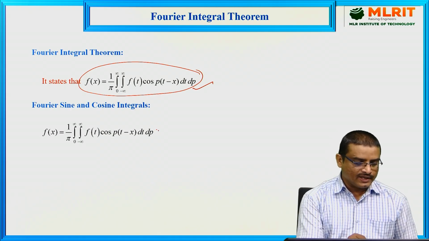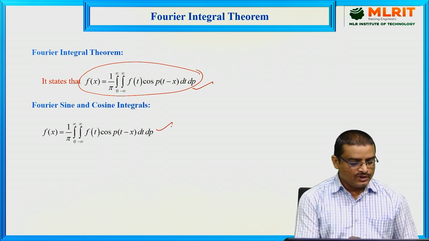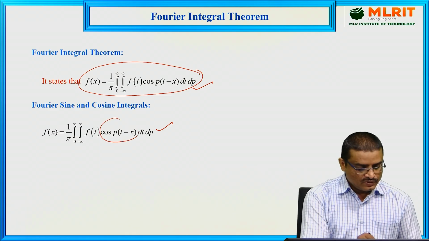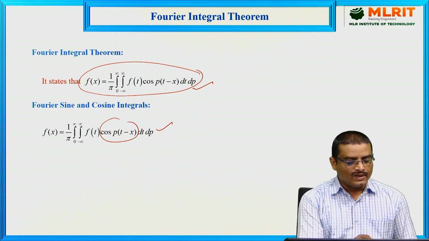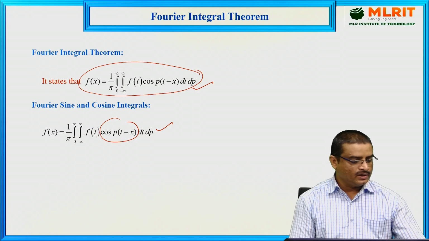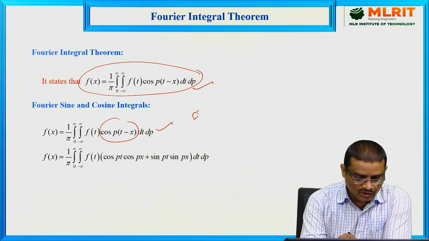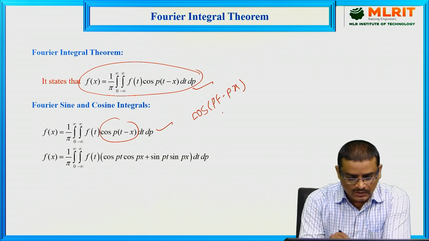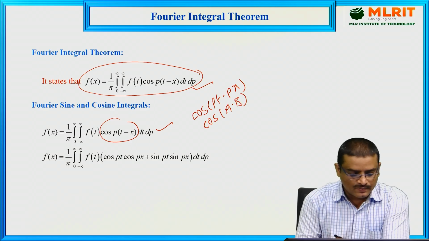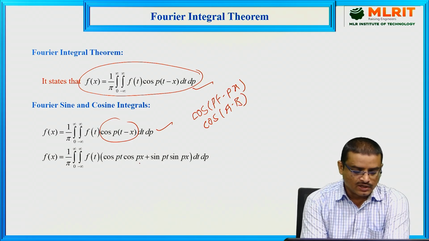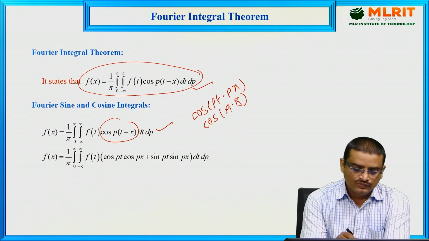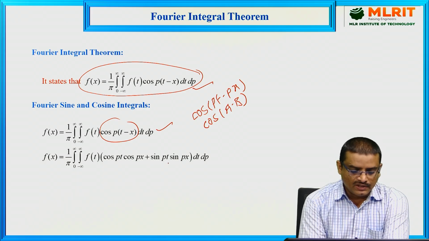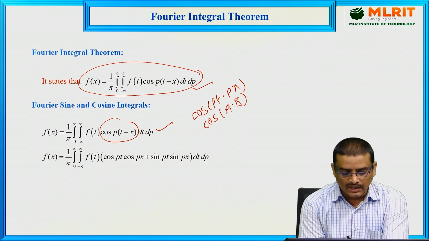So now we are taking the Fourier integral theorem. Once we observe the cos function, I want to remove these brackets by multiplying with p with t, and so you will get this as cos of pt minus px. Now this is of the form cos of a minus b. Use this formula, cos of a minus b equals cos a cos b plus sin a sin b. So here you will get cos pt into cos px plus sin pt into sin px dt dp.